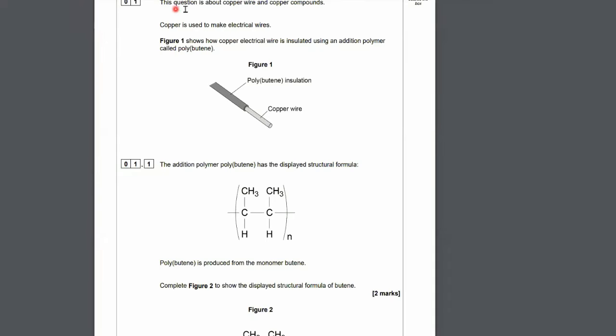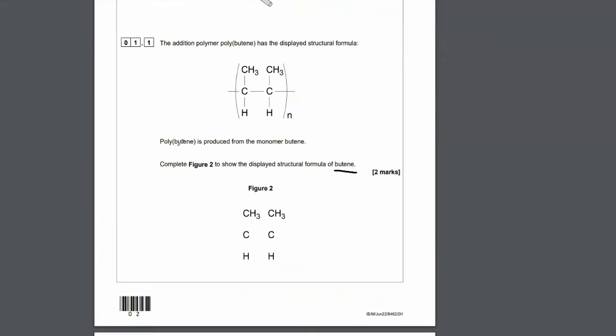Okay, question 1 is about copper wire and copper compounds. Copper is used to make electrical wires. Figure 1 shows the copper electrical wire insulated using an addition polymer called polybutene. 1.1 The addition polymer, polybutene, has the displayed formula shown below. Polybutene is produced from a monomer butene. Show the displayed structural formula of butene.